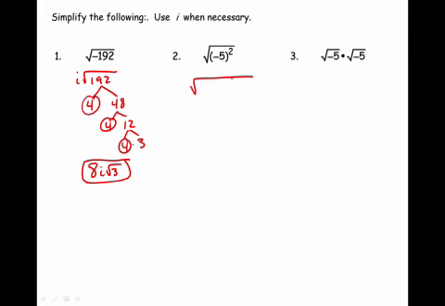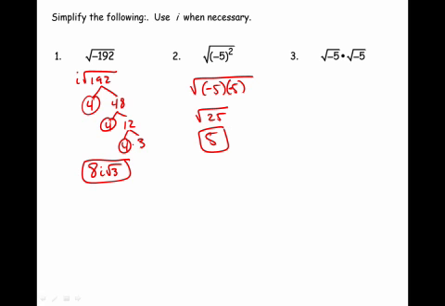Number 2, what you need to understand is that negative 5 squared is the same as negative 5 times negative 5. And anytime that you have two negatives under one radical, you want to multiply them first. So this becomes negative 5 times negative 5, which is positive 25. And the square root of 25 is just 5.